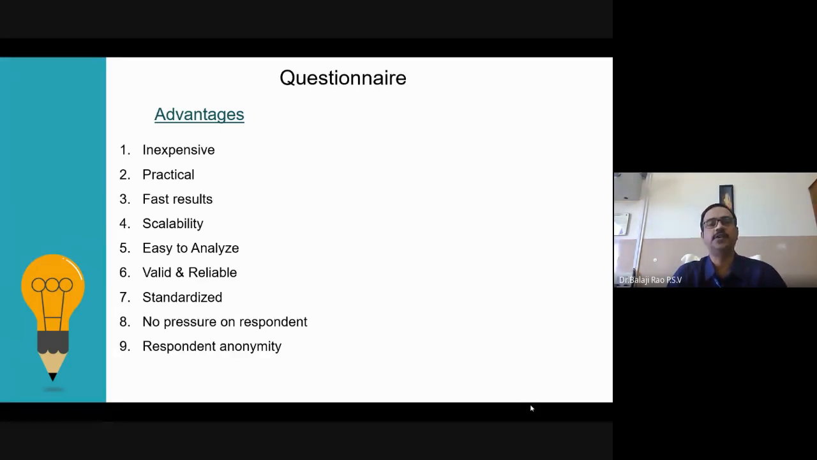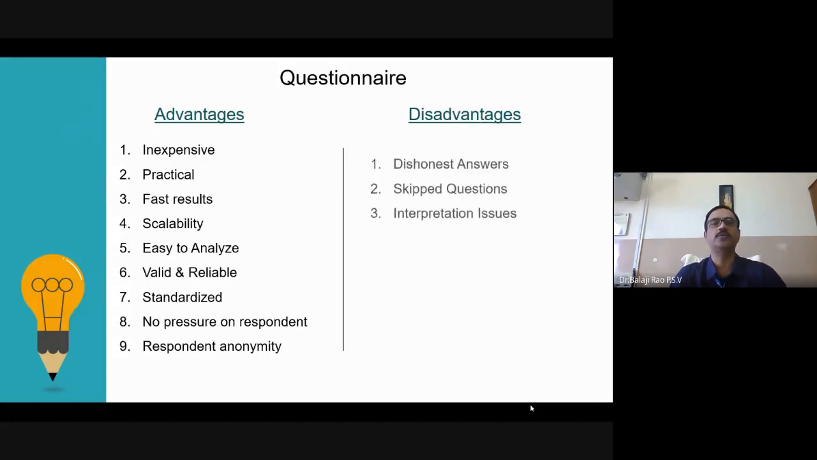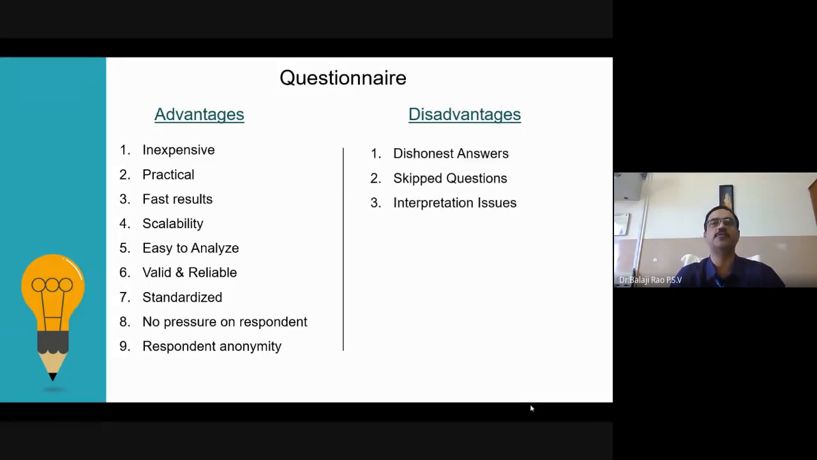And the other one is respondent anonymity, which means the respondent need not disclose his personal identity, and therefore has full freedom of expressing himself. Now, these are a few advantages. When I discuss the disadvantages, there is a chance that the respondent may not be honest in giving answers.